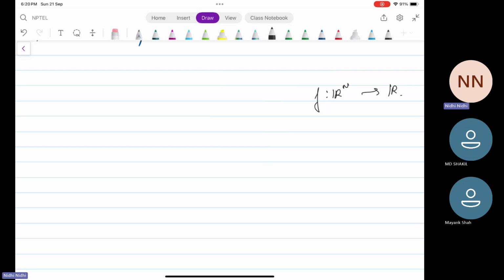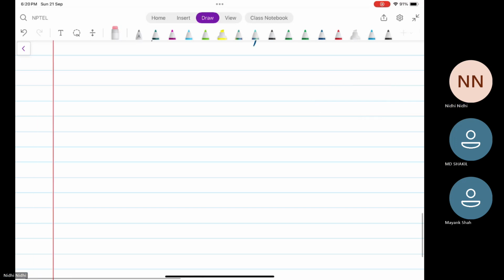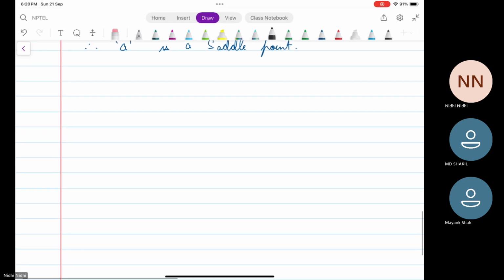In that case, I don't know. But in this case, the gradient function is defined on a real valued function, otherwise we don't have the concept of gradient, no? Oh, okay. Okay, ma'am, thank you.